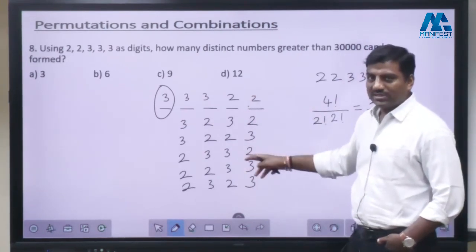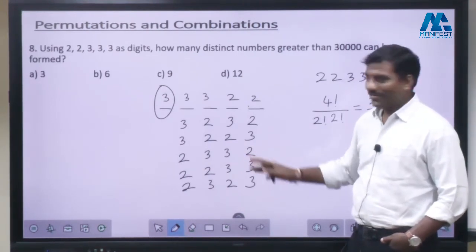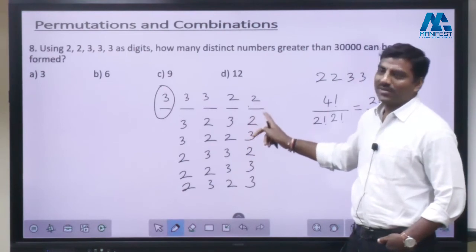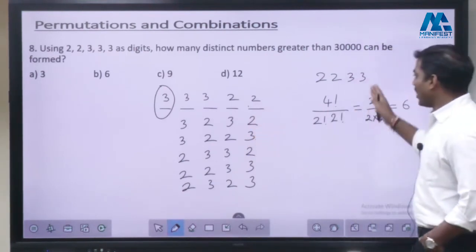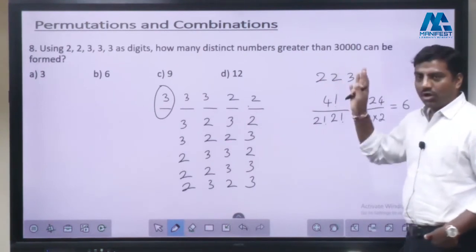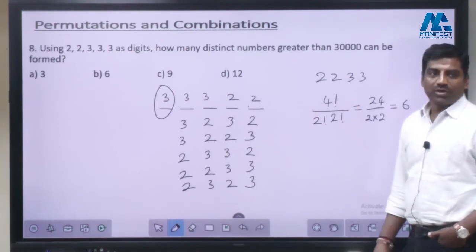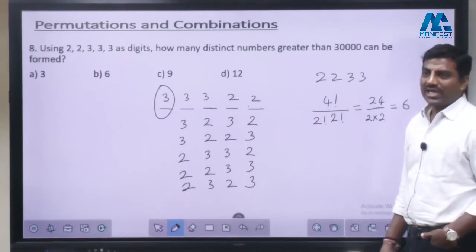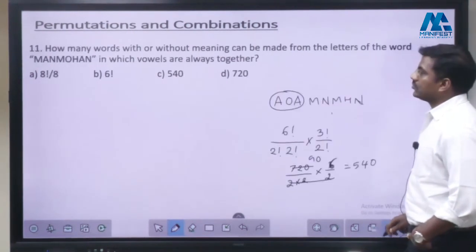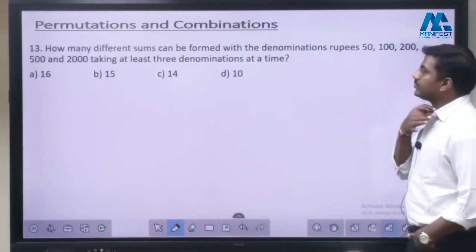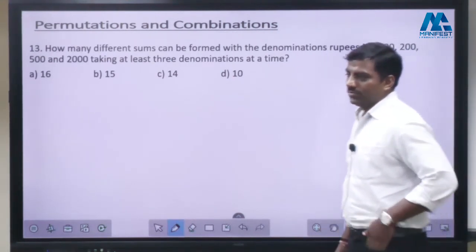If you try to work out this in the examination hall, you will not reach anywhere. Only 6 ways, but very confusing. So if we have this one, we have 4 options, but 2 are repetitions. 4 factorial divided by 2 factorial into 2 factorial. Done? Yeah. Very interesting problem.